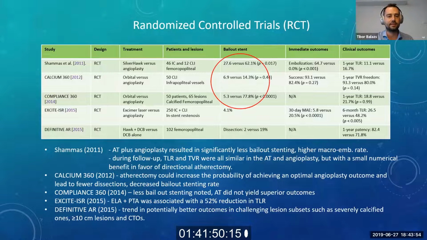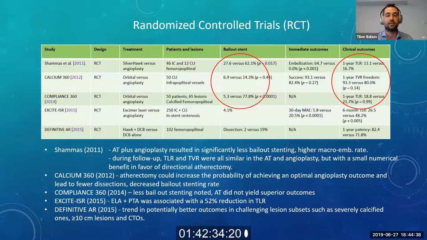There are several randomized controlled trials comparing atherectomy with angioplasty. The result was that atherectomy plus angioplasty resulted in significantly less bailout stenting, but at the cost of a higher macroembolization rate. If you see the compliance study, it was with heavily calcified lesions. The bailout stenting rate was 5.3% on the atherectomy side and 77% in the PTA alone. It's interesting that just 4 atmospheres was enough to dilate the lesion in the atherectomy group, in comparison with the PTA alone group where you need to go to higher atmospheres, 9 and more.